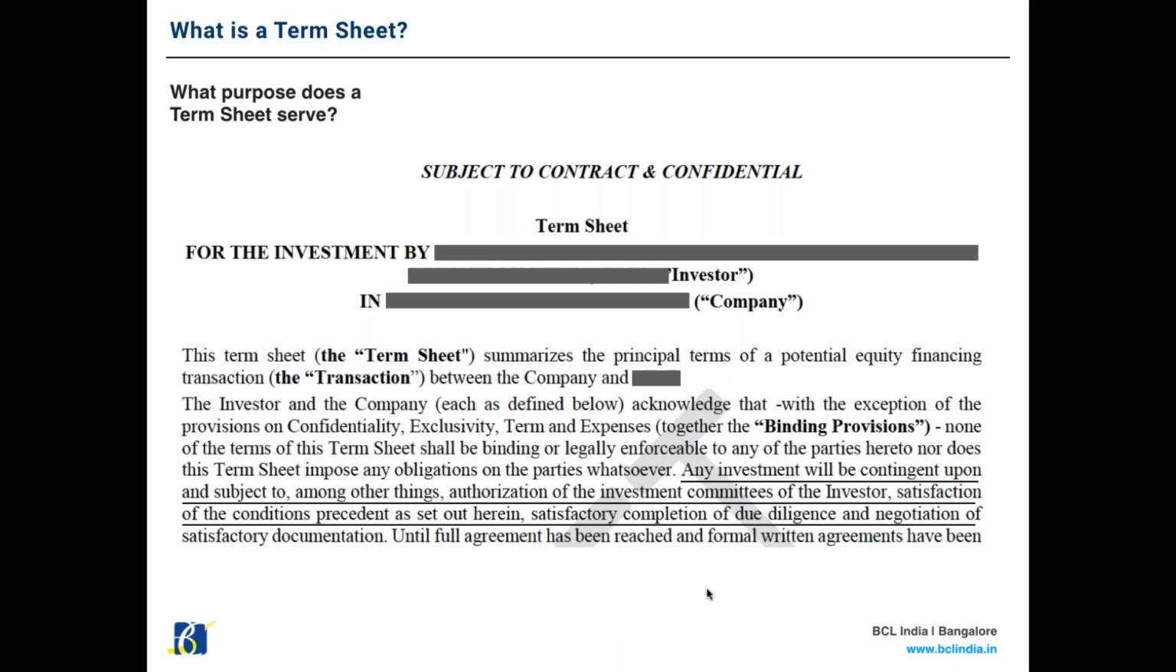If you see, a typical term sheet begins with this language. I would like you to look at the first point, which says summarize the principal terms of a potential equity financing transaction, which means that the term sheet is not a guarantee that you will get money. Term sheet is only a proposal. The term sheet is an indication that the investor is interested in your company and would invest money provided the terms of this document are taken care of. So that's what a term sheet is.